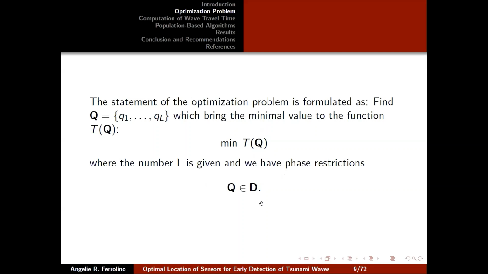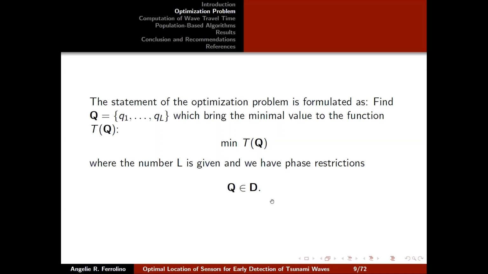Thus, we have the statement of the optimization problem formulated as the following. We want to find the set Q, which will bring the minimal value to the function big T of Q, where the number of L is given, and we have phase restrictions. That is, Q must be in D. Recall from earlier that D here is the part of the domain where the tsunami sensors can be placed.